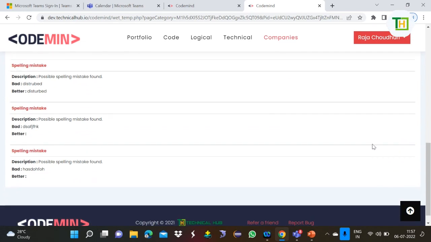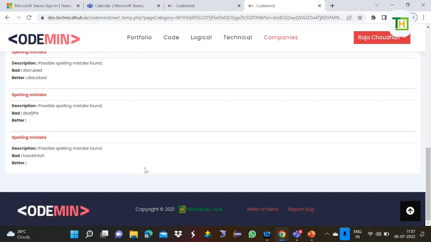And now let us see spelling mistakes. How many spelling mistakes are there? Possible spelling mistakes found. Disturbed. Okay, I typed disturbed, so this is one wrong. I typed a possible spelling mistake found, some random letters are something they have given, and technology, that is missing. Technology is missing. Something else I have given. So they are showing all these. And this is a detailed report, boss.